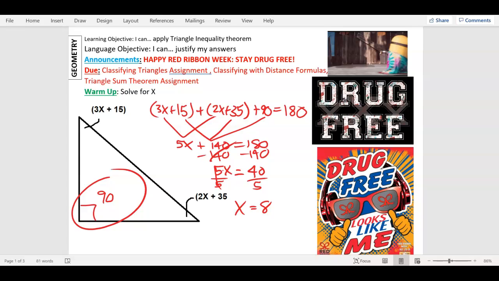Okay, for our warm-up today, we did an example of the triangle inequality theorem. We'd already done it, but here it is on the video now. You add up all your angles, you combine like terms, and then solve for x, and we got 8, okay?